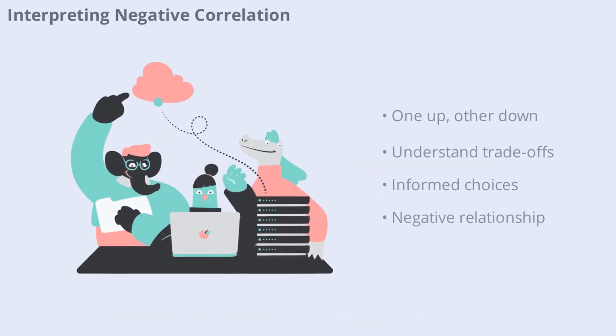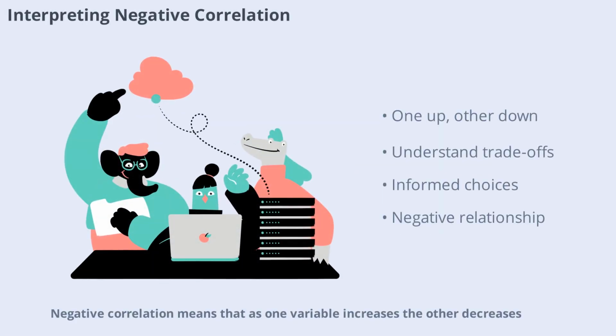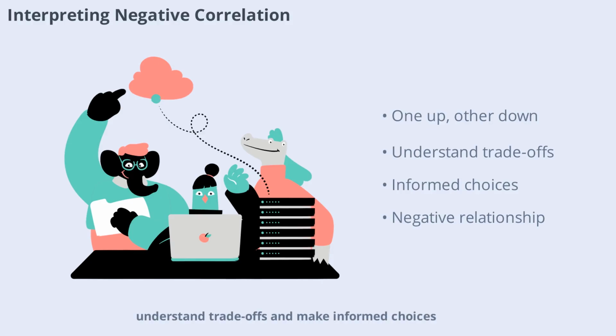Negative correlation means that as one variable increases, the other decreases. For example, as the number of hours spent watching TV goes up, physical activity might go down. Recognizing negative correlations helps you understand trade-offs and make informed choices.